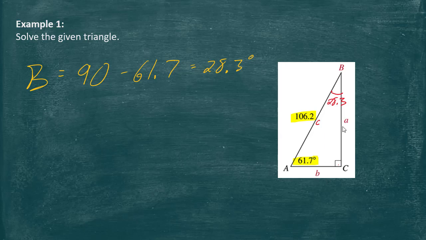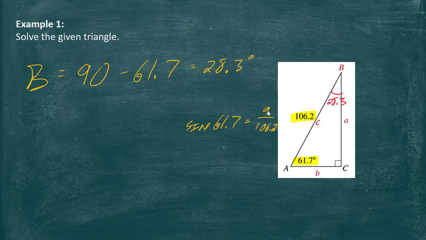But anyway, if I try going after this side A, if we look at that relationship to the angle 61.7, that would be the opposite side, and then the 106.2 would be the hypotenuse. So opposite over hypotenuse, the best way to solve for A would be to set up a sine ratio. So it would be sine of that angle, 61.7, being equal to that ratio of A over the 106.2.